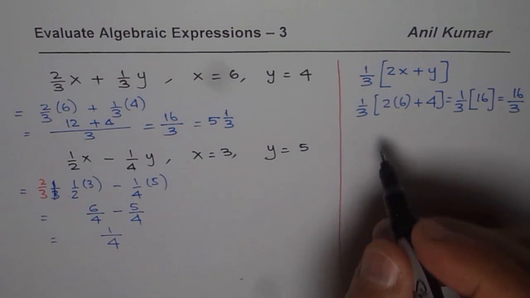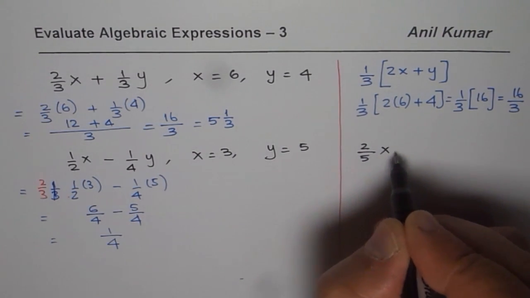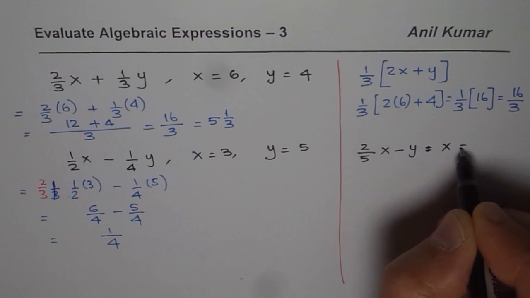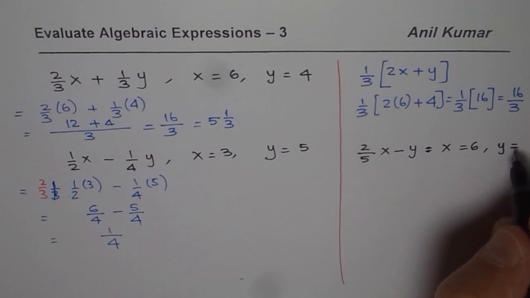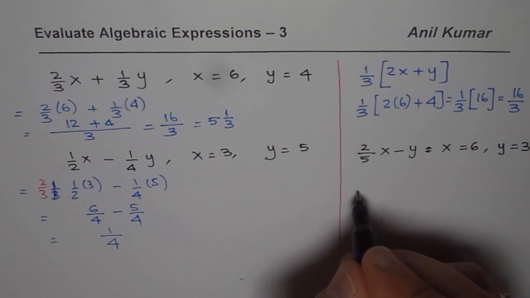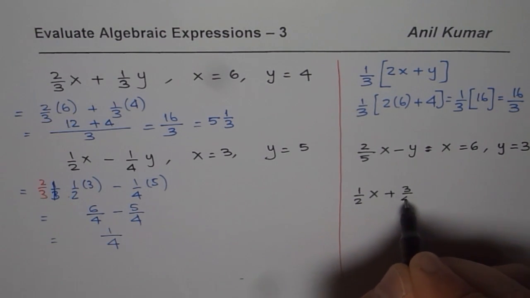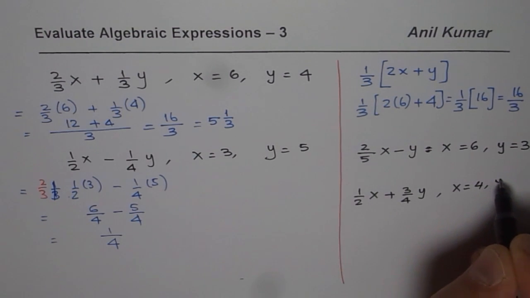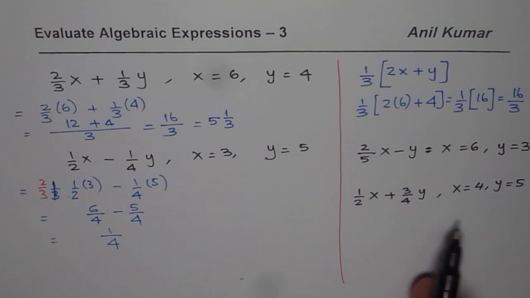Now here are a few practice questions for you. Let us say you have 2 over 5x minus y, where x is equal to 6 and y is equal to 3. Another question for you is 1 over 2x plus 3 over 4y, where x is equal to 4 and y is equal to 5. Try to practice with some fractions and then we'll move on to the next level.